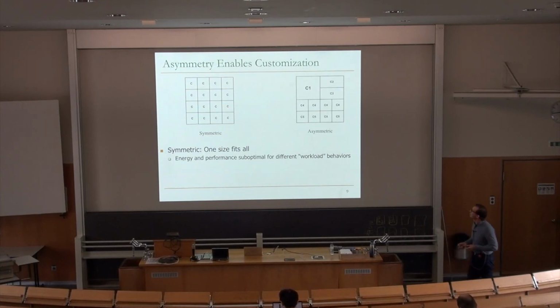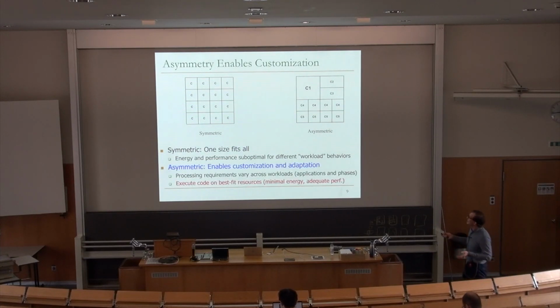Asymmetry is, this is another example. This has some sort of asymmetry over here. You can imagine what these could be. It could be cores, it could be caches, it could be whatever resource that you can imagine. In this case, now you at least enable some choice, right? You can enable customization and adaptation. If the processing requirements vary across workloads, applications, and phases, you can pick which resources you execute the code on. And hopefully, you pick the right thing and you execute the code on the best fit resources to achieve minimal energy and adequate performance. So the concept at the conceptual level looks like this. But the designs we're going to examine will look kind of like this also. But of course, it's a much more general concept.